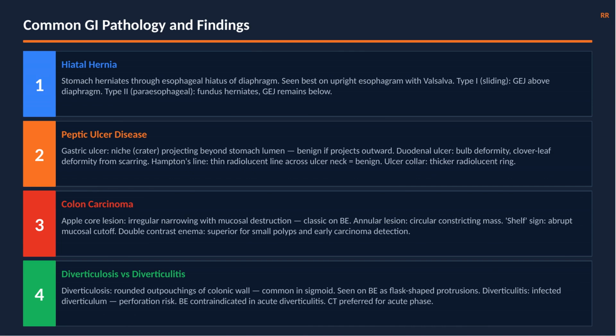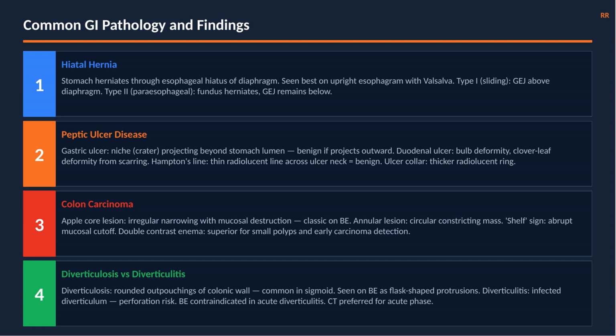Hiatal hernia: the stomach herniates through the esophageal hiatus. Seen best upright on the esophagram with Valsalva. Type 1, sliding: the gastroesophageal junction is above the diaphragm. Type 2, paraesophageal: the fundus herniates while the junction remains below.